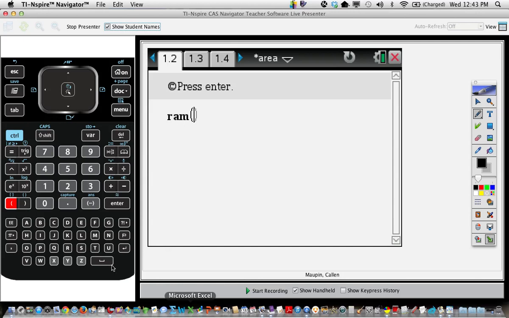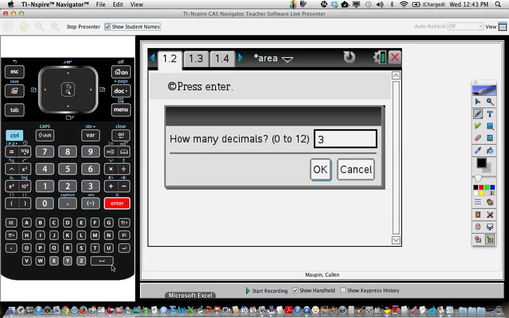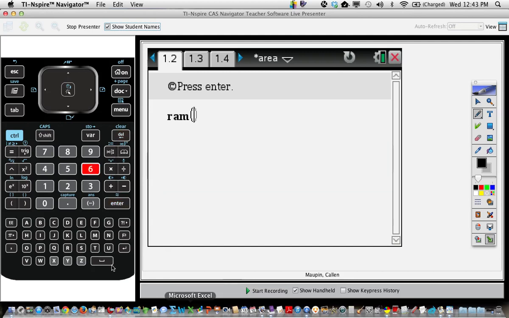Notice how it went bold? That means this is something special. This is something that was defined as a program. So go ahead and hit enter, and everybody else can do it along with us if you want. It comes up with this dialog box. It says you're going to get left, right, midpoint, Simpson's rule, the definite integral, all that. So you hit OK, and it's going to ask you how many decimals you want. I'd say 6 would be good. Hit OK.